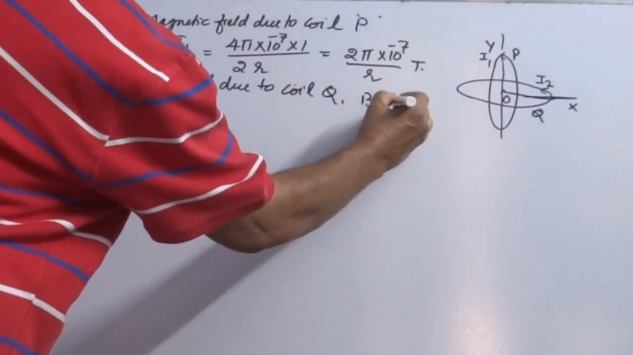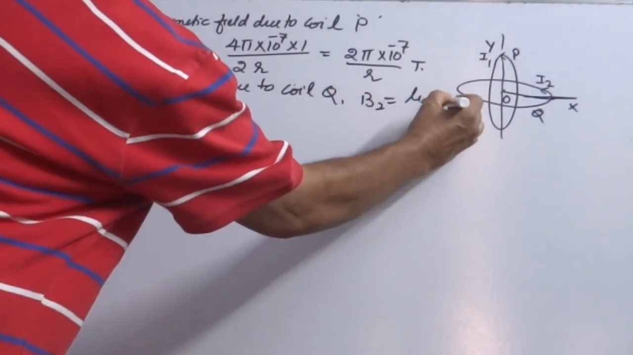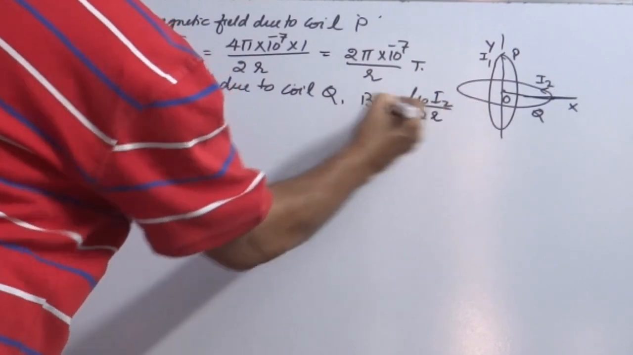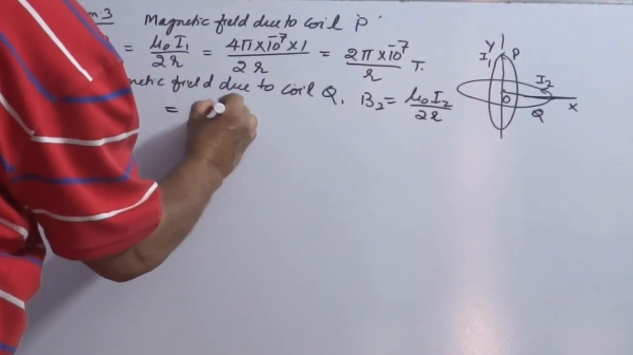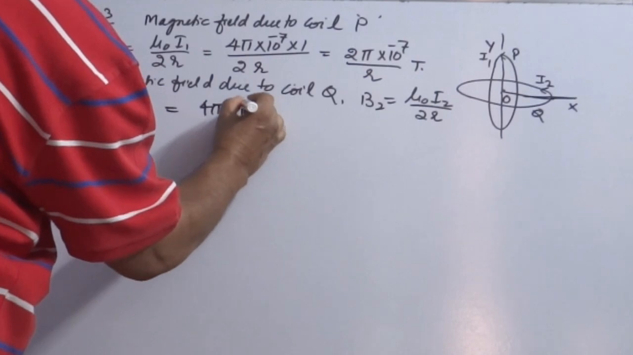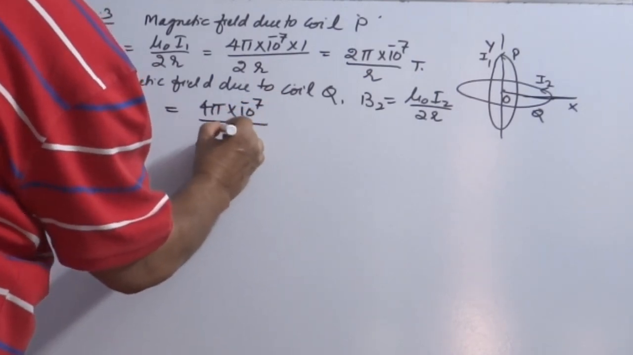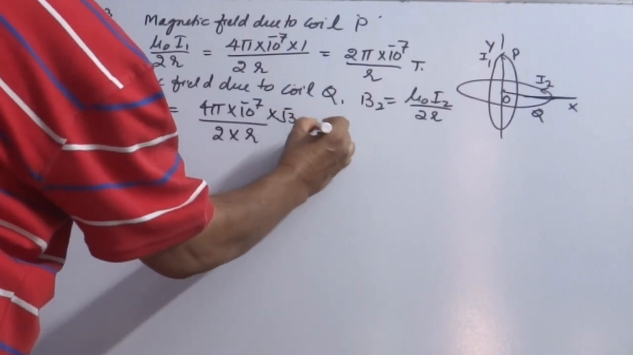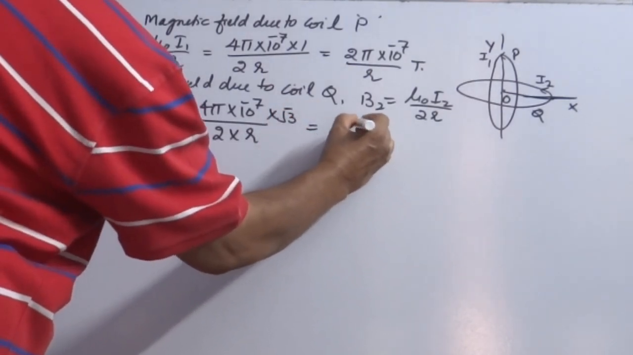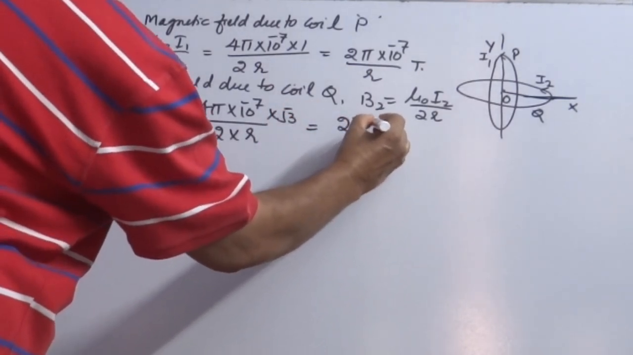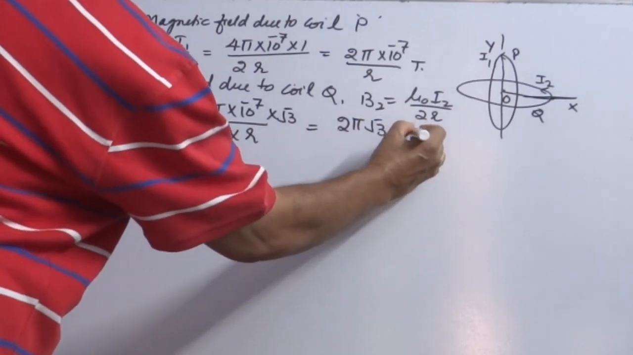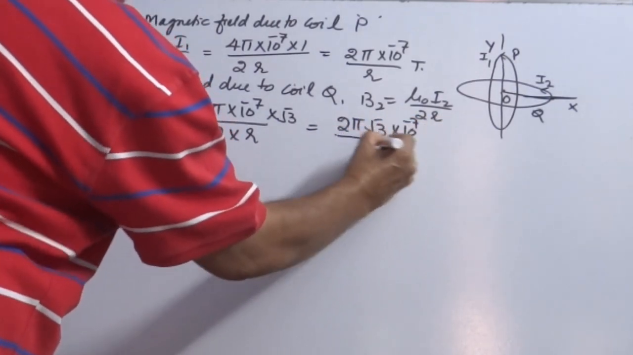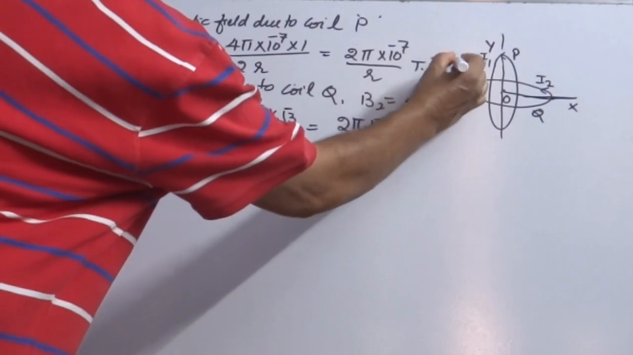B2 is equal to again same formula, I2 over 2R. So this will be 4 pi into 10 raised to the power minus 7 over 2R. Current here is root 3, so it is 2 pi root 3 into 10 raised to the power minus 7 divided by R.